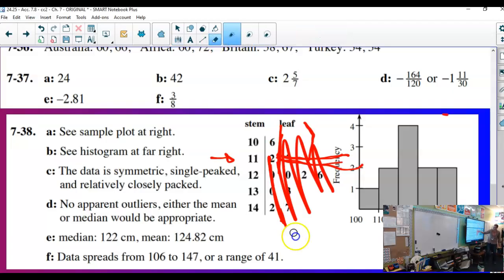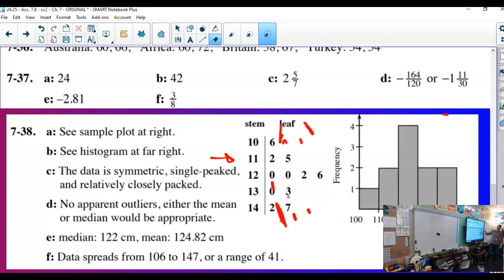Oh, I'm on the wrong, okay. I just forgot that last class I was writing on it with the ink layer and that let me erase. So then, 10, 6 is really what number? 106. 12, 6 is what number? 126. 14, 2 is actually what number? 142.